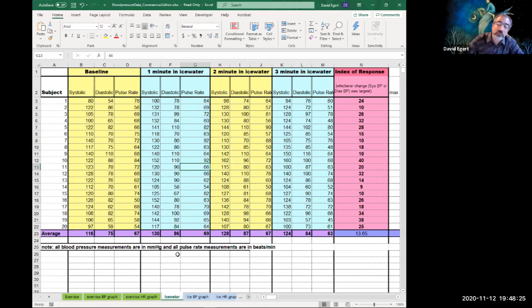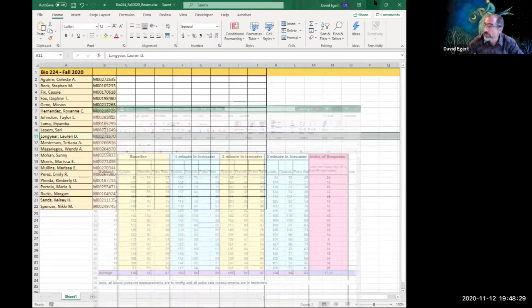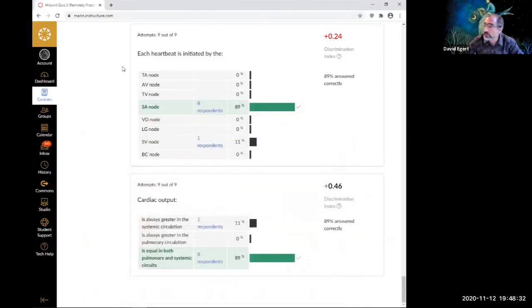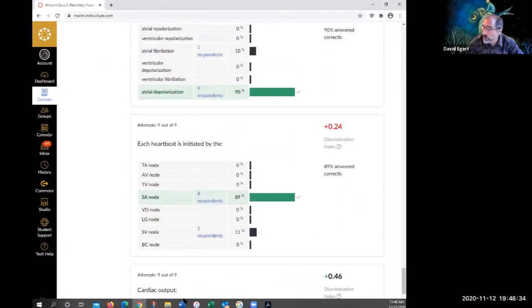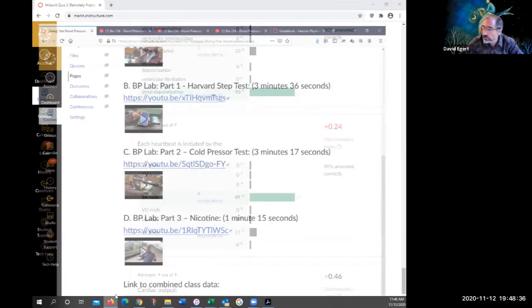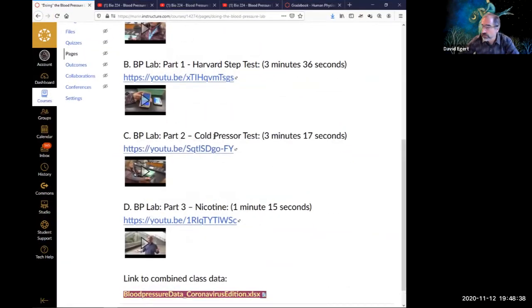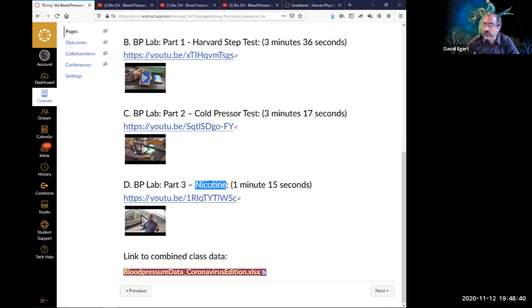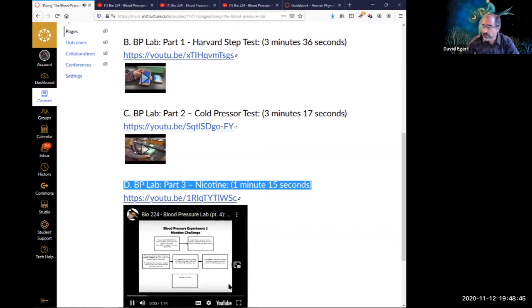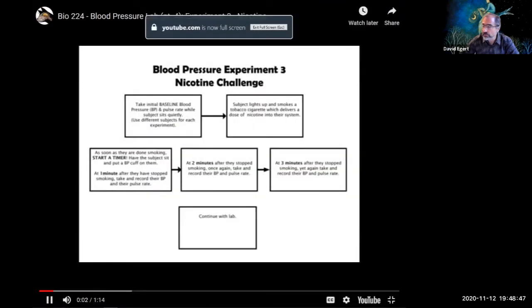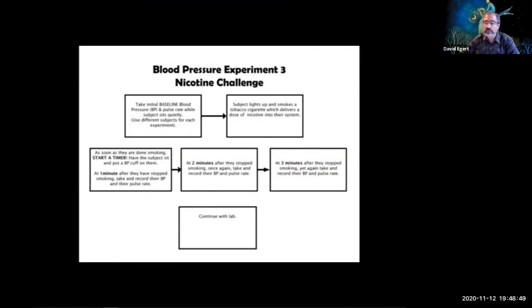So the final one, we're going to come back here to the nicotine challenge. All right, part 3 is going to explore the effects of nicotine on your cardiovascular system. It's structured just like the other 2 experiments, and here I'll tell you all about it.